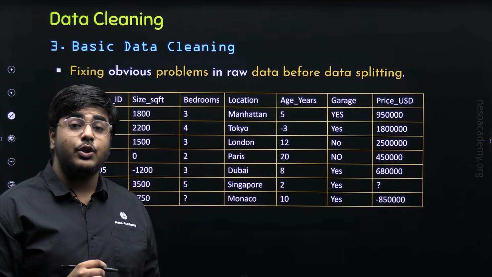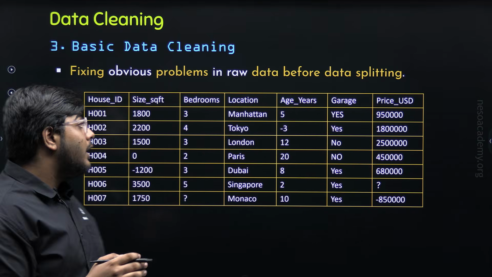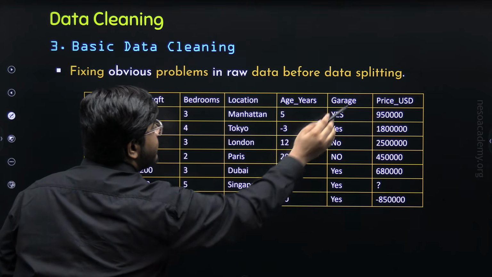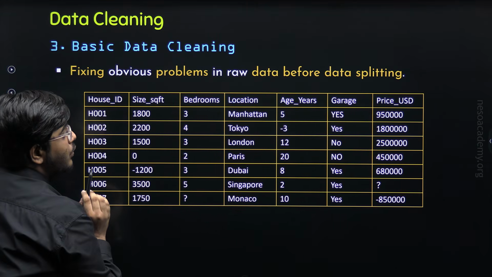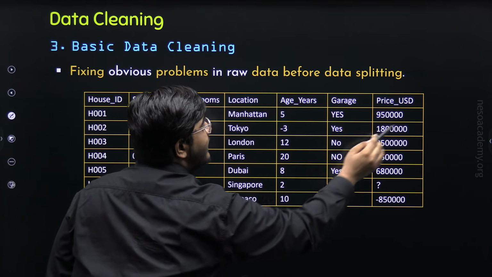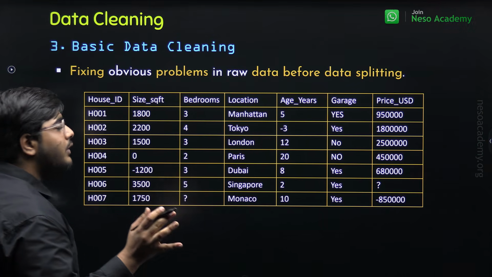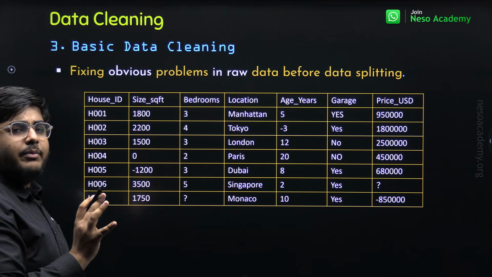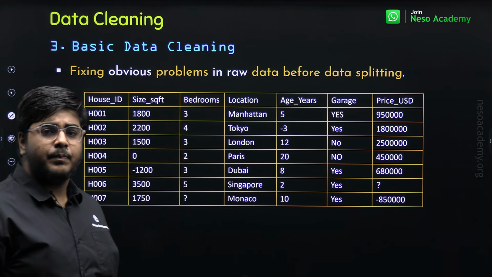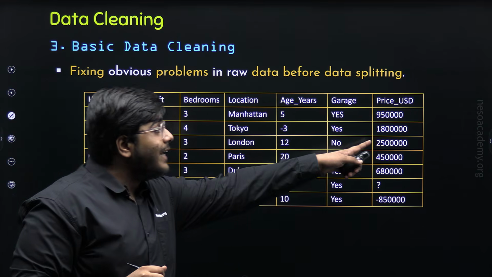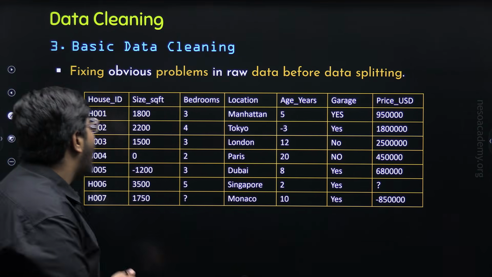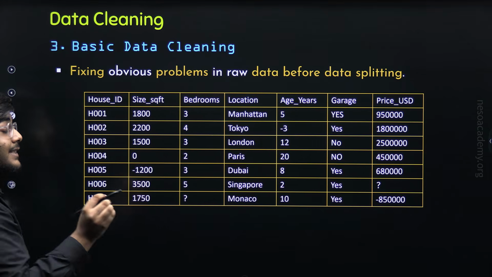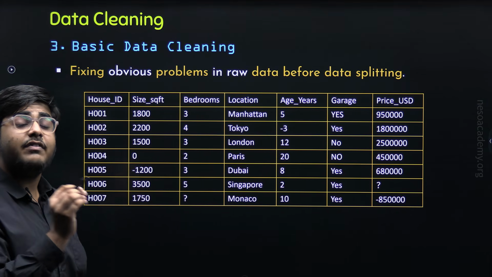Now the second operation is to remove irrelevant column. Now size of the house, bedrooms, location, age years, garage. These features of the house contribute in predicting the price of the house, obviously. But do you think the feature house ID or the column house ID will make any contribution in predicting the price of the house? No, not at all. The price of the house will not be depending on the house number or house ID. That means this house ID is an irrelevant column or irrelevant feature.